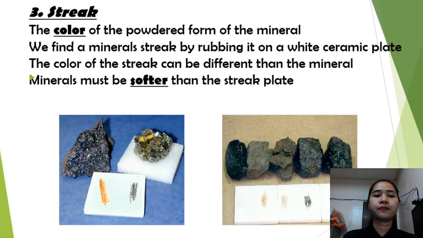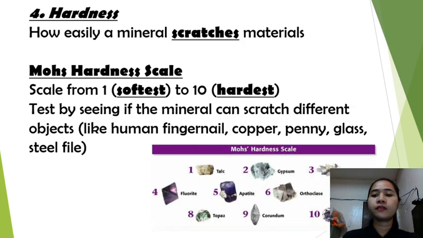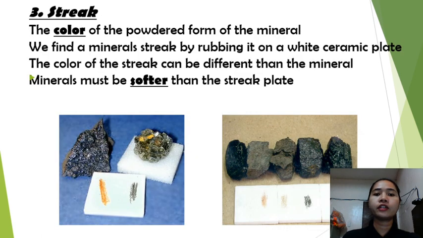Next, the third physical property of a mineral is streak. Streak is the color of the powdered form of the mineral. The color of the streak can be different from the color of the mineral. Minerals must be softer than the streak plate. This is an example of a streak.